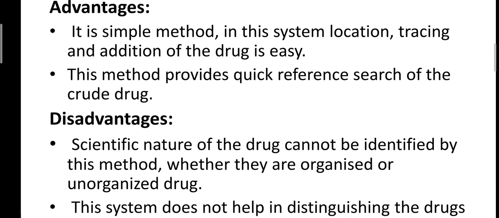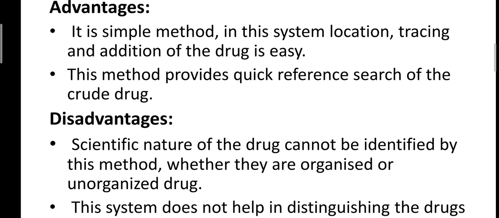What are the advantages of this method? It is a simple method. In this system, location, tracing and addition of drugs is easy because of alphabets. This method provides quick reference search of the crude drugs. These are the two advantages of alphabetical classification of crude drugs. Now, what are the disadvantages of this classification? The scientific nature of the drug cannot be identified by this method, whether they are organized or unorganized. These are the main drawbacks of this method.